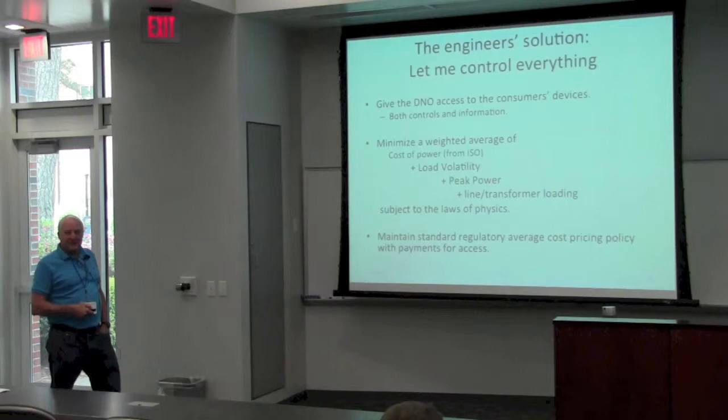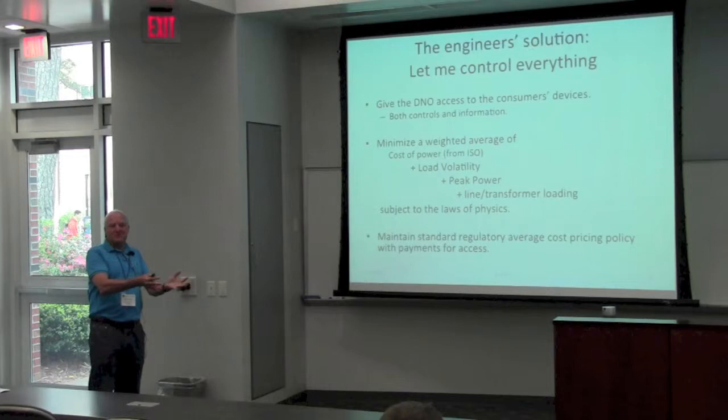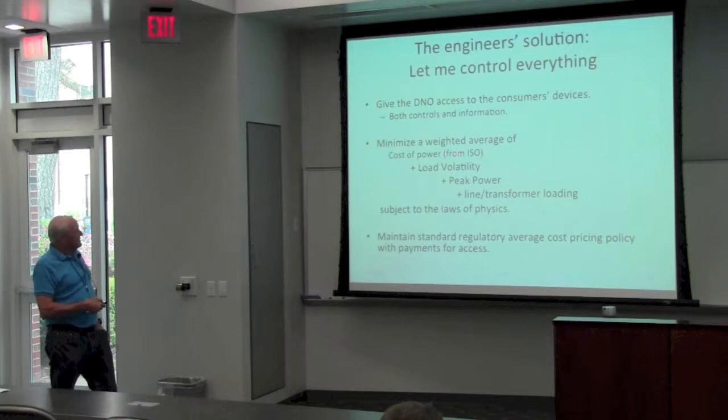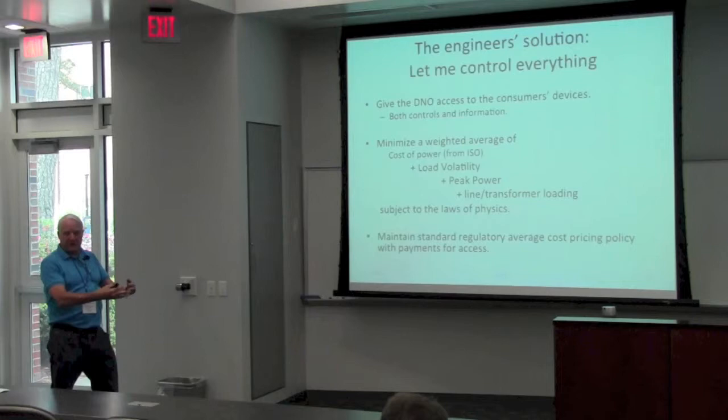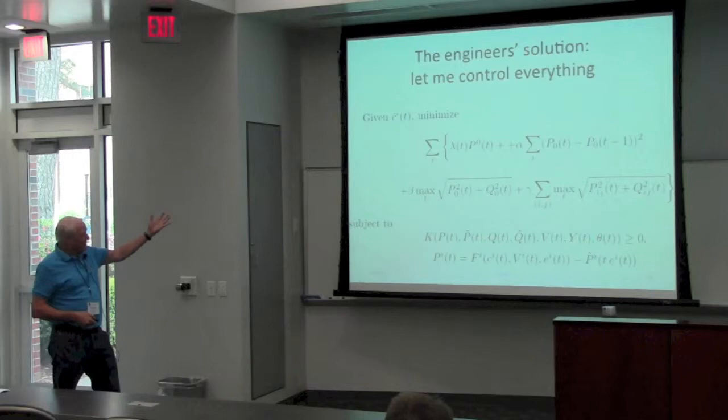But if you gave the engineer this problem and said, do what you want to do, what would you maximize? What we're going to assume you're trying to minimize is a weighted average of the cost of the power, how much power you're buying from the ISO, load volatility, peak power, and line loading. Some combination, some weighted average of that, subject to Kirchhoff's laws, et cetera. Okay, and that's what I'm going to assume the engineer does, and it looks something like this.